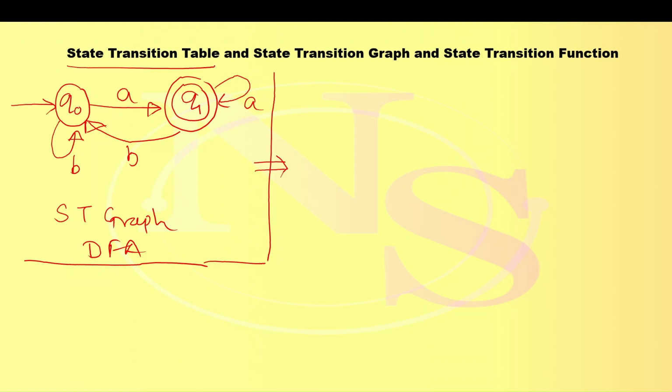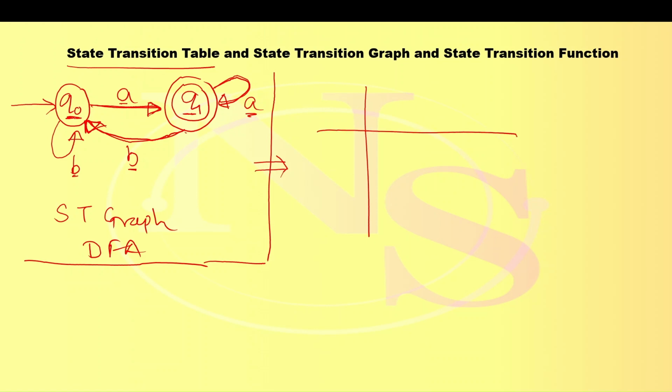For that, it's very simple. We should first be able to read the automata or the graph. For example, Q0 reading A, you need to read like this: Q0 reading A goes to state Q1. Q1 reading A goes to state Q1 itself. Q1 reading B, Q1 reading the B symbol, goes to state Q0. Q0 reading B goes to state Q0. This is the way you read the given automata. Based on that, we can draw the table.